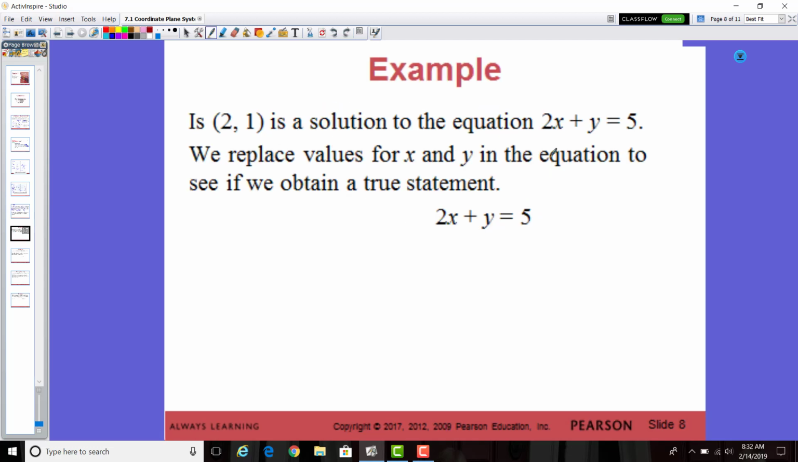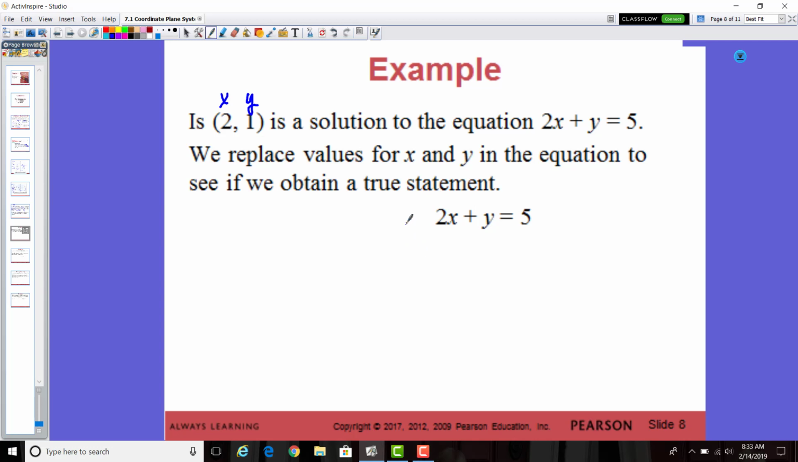Okay, so we have an equation in two variables, 2x + y = 5. We want to know, is the ordered pair (2, 1) a solution? Or in other words, if I graphed this line, would this point be part of that line? Would that be an ordered pair sitting on that line? Well, we know that this is an x, and we know that this is a y. Here's an x, and here's a y.